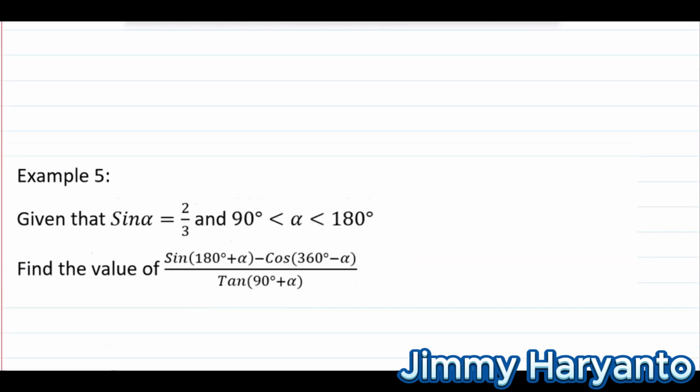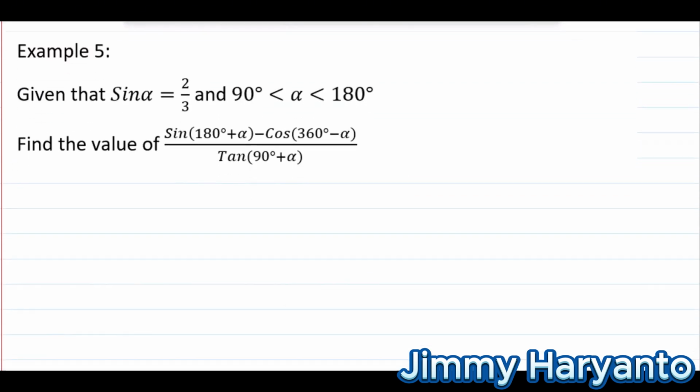Okay, next, example 5, given that sine alpha equals 2 over 3 and 90 degree less than alpha less than 180 degree. This sentence tells us that the angle is in the second quadrant, because it's in between 90 and 180. So first I want to prepare the value of the cos and the tangent, because we don't know the angles. That means we have to prepare the cos and the tangent first by using the right triangle.